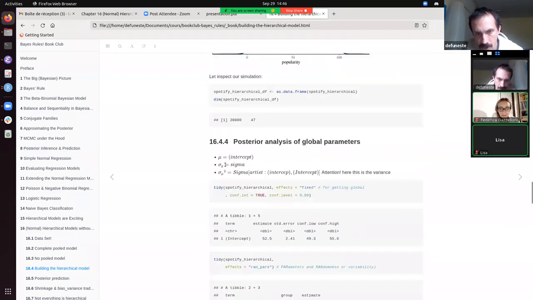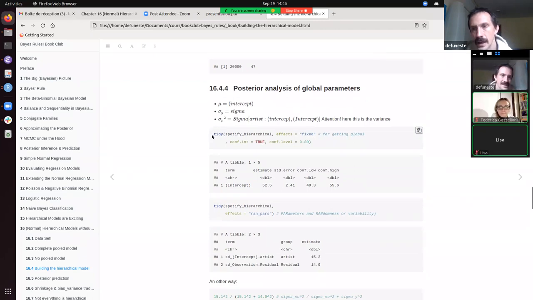So you have the mu, the sigma y, and the sigma mu, which is the variance, so it's squared. You have to be careful of that. They give you the standard deviation for the sigma within group, but they give you the variance between groups. This little square is not a typo. They mention it in the text.